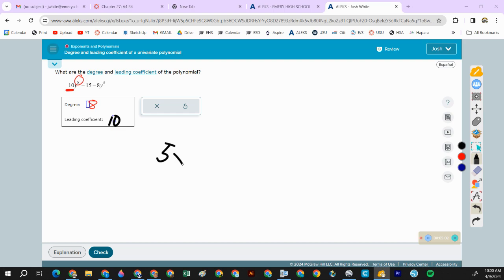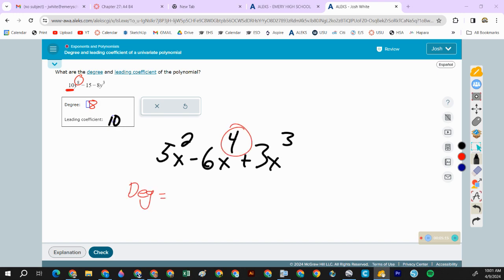So if I had 5x squared minus 6x to the fourth plus 3x to the third, what is the degree? The degree would be the largest exponent, which is 4, and the leading coefficient is the number in front of the largest exponent. So the leading coefficient is negative 6.